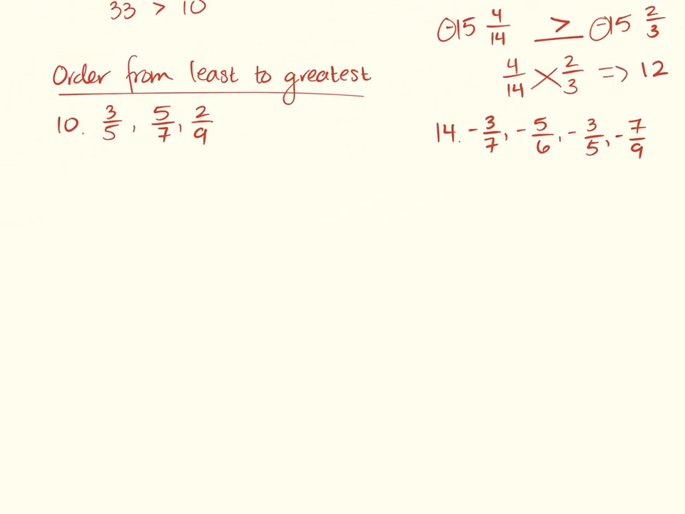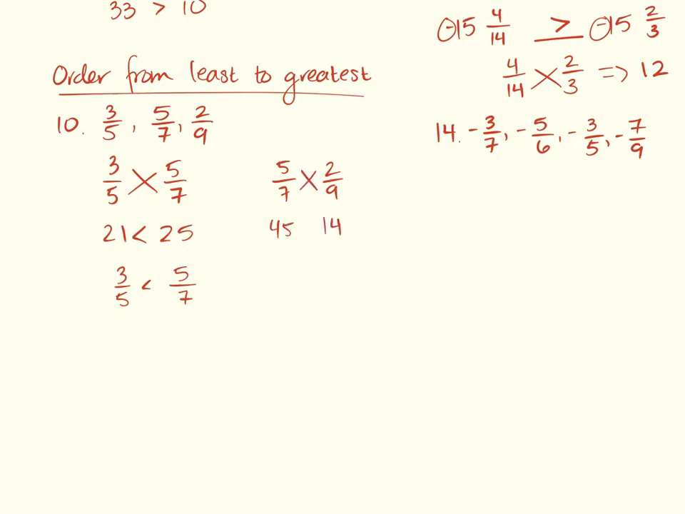For number 10, we want to order the fractions they give us from least to greatest. They gave us 3/5, 5/7, and 2/9. So we're going to compare each as one. For 3/5 and 5/7, cross multiply, we get 21 and 25. 25 is the greater of the two, so 5/7 is greater than 3/5. Now let's compare 5/7 and 2/9. Cross multiply, we get 45 and 14. 45 is greater than 14, so 5/7 is also greater than 2/9.